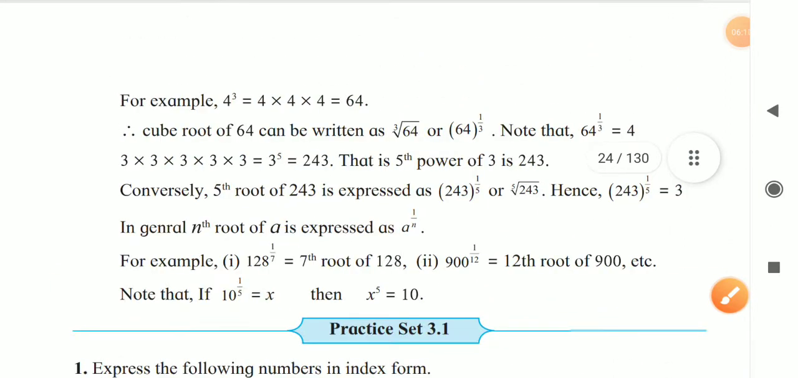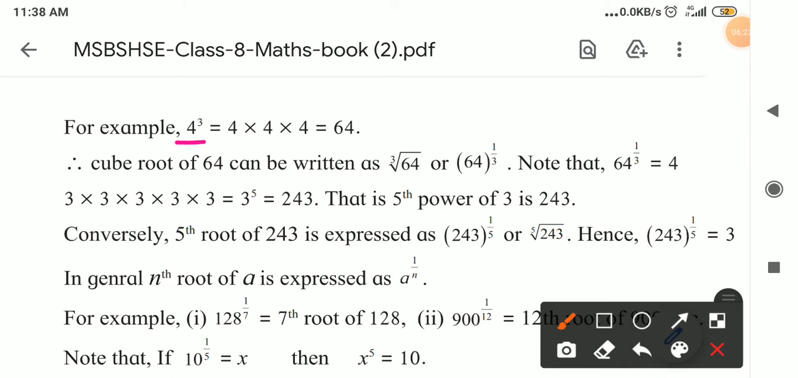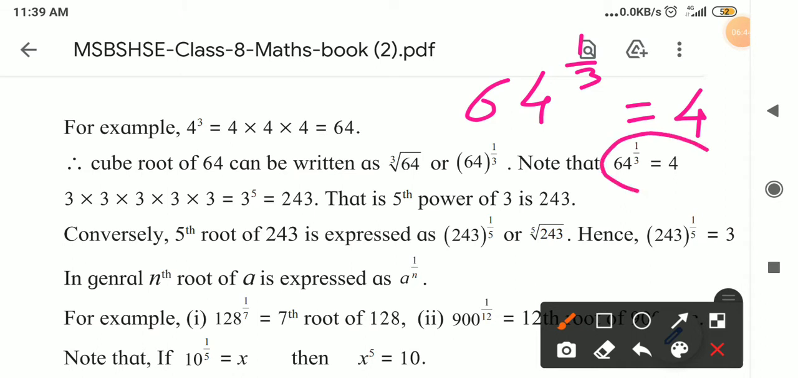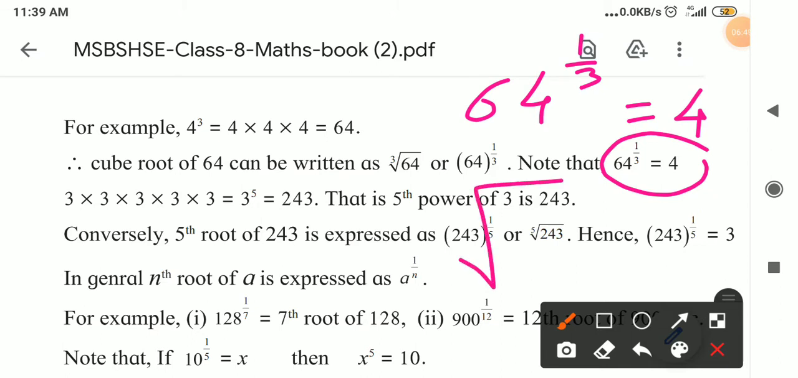Next point is, for example, 4's cube is equal to 64. 4's cube means what? 4's 3 times multiplication, 4 into 4 into 4. 4 4s are 16, 16 4s are 64. Okay, 4's cube is 64. So you can write in this way also, 4 is the cube root of 64. 64's cube root is 4. Both meanings are the same. You can write the cube root of 64 is equal to 4, and this sign you can write in this form also.